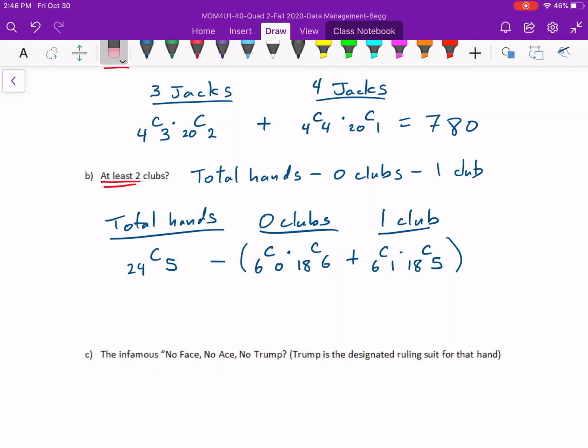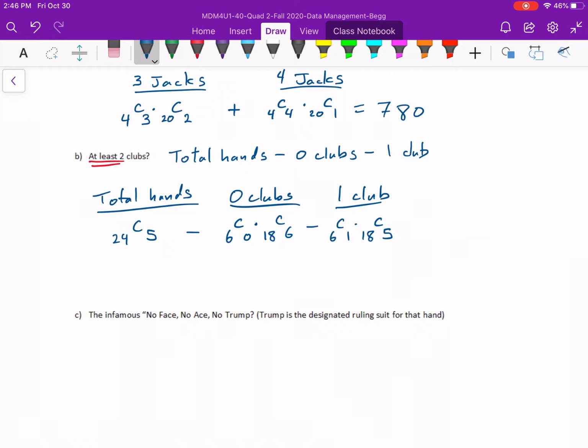Actually, it's probably better to write it like this. Not use the brackets. I just want to subtract both of them. So I got the total hands, subtract the number with 0 clubs, also subtract the number with 1 club. And again, I can do that all at once on my calculator.